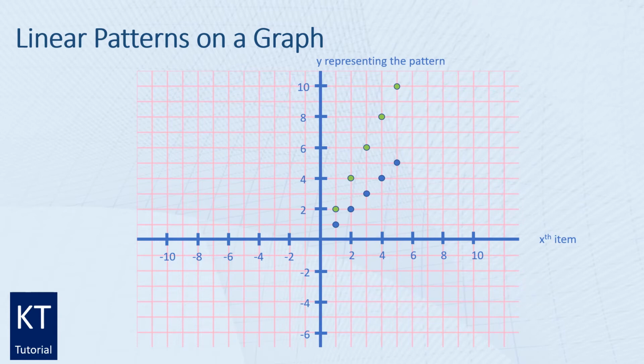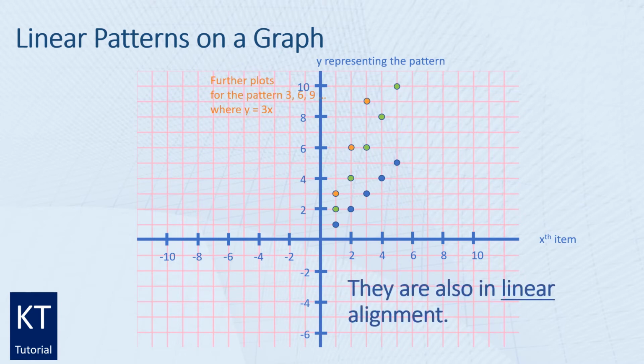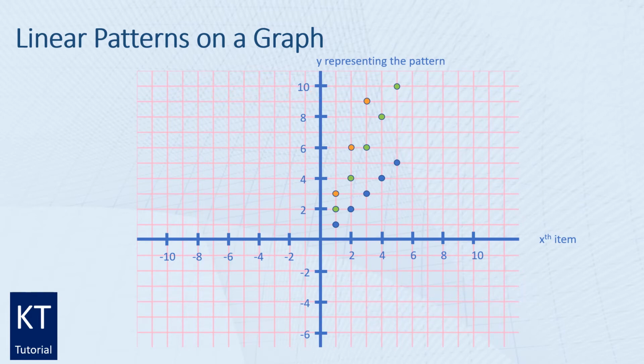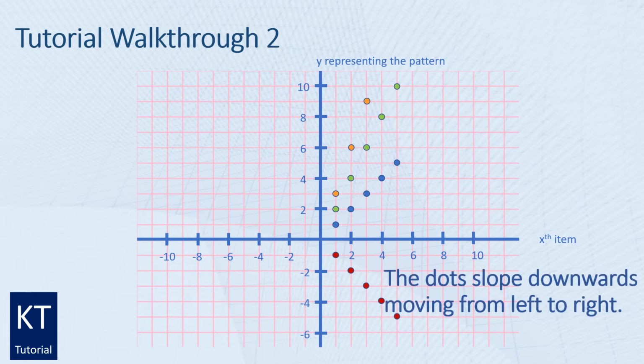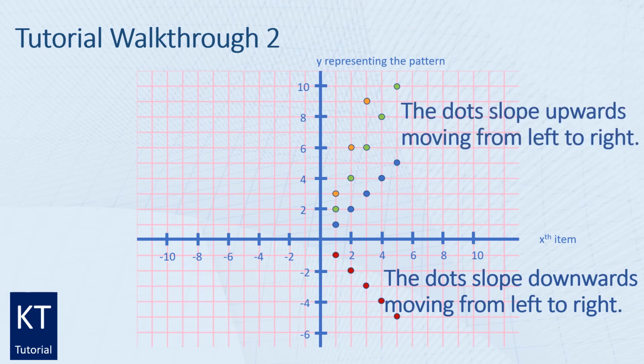And further plotting the pattern 3, 6, 9, where y equals 3x, they are also in linear alignment. For completeness, here is the plot for the pattern -1, -2, -3, -4, -5, where y is equal to -x. As for our second tutorial walkthrough question, how are the red dots different from the rest? The red dots slope downwards moving from left to right, whereas the other dots slope upwards moving from left to right.